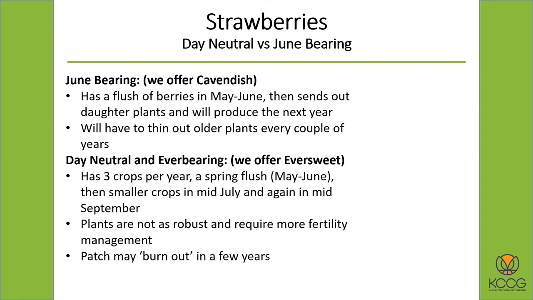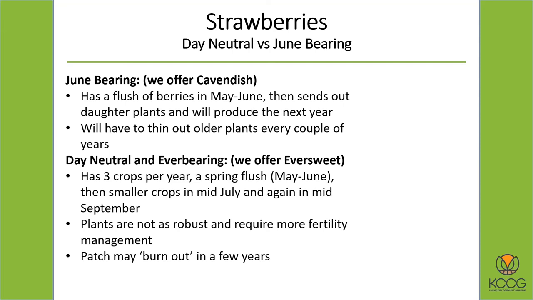But there are advantages to June bearing, there are advantages to everbearing. One of the things about the everbearing is it becomes harder to maintain the fertility on them, because all they're doing is just trying to pump out fruit. And so the plant suffers. So you really have to fertilize your berries a little bit more. And if not properly maintained, the patch could actually burn out or die out after a few years.